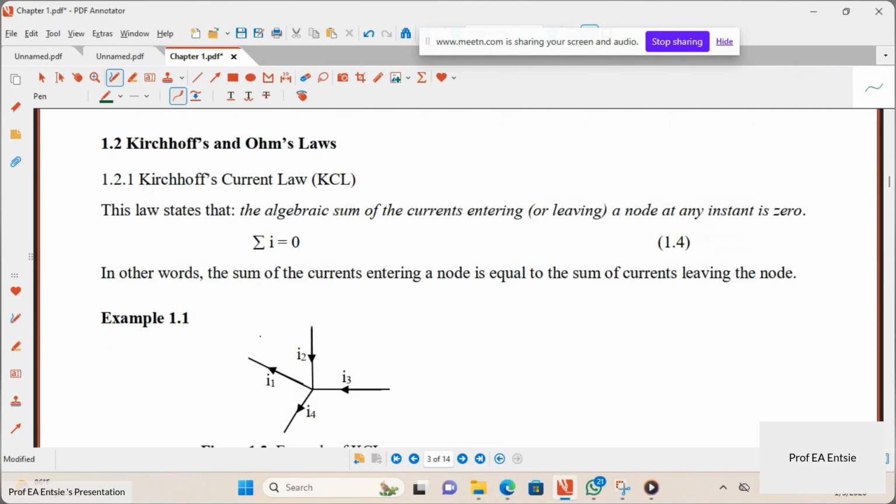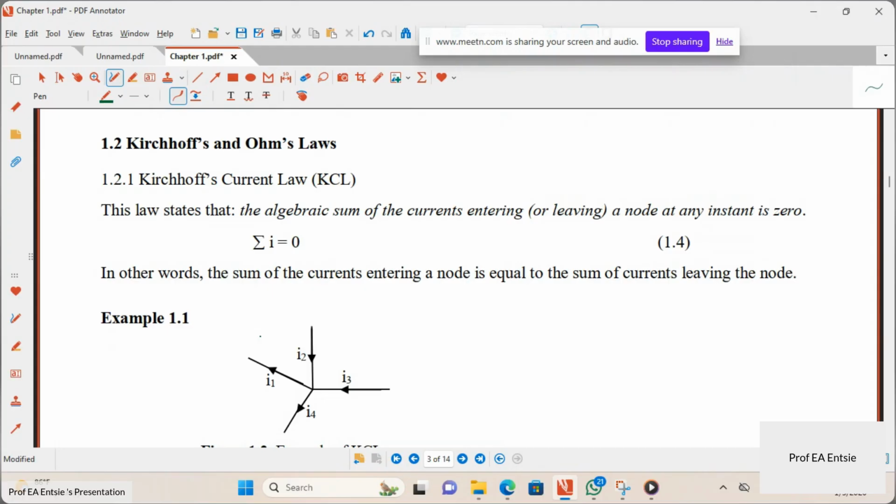There are two laws governing any electrical circuit. The first one is Kirchhoff's current law. We call it KCL. And it states that the algebraic sum of the current entering or leaving a node at any instant is zero. So algebraic sum means plus or minus. Algebraic means plus or minus.